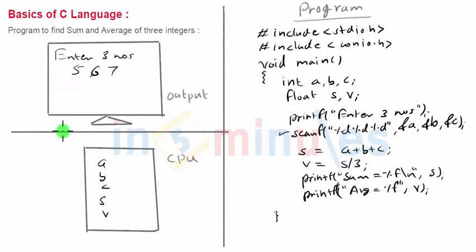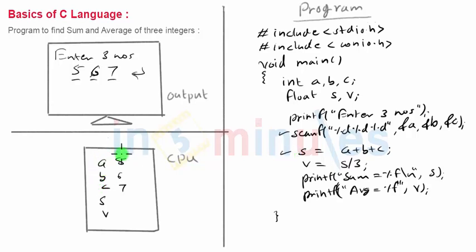While inputting the values, you have to just separate them with a space, or you can press the enter button after every input is done, or you can put them with spaces in between and press enter at the end. Now these values will be accepted by scanf into the three variables: 5, 6, 7 into a, b, c.